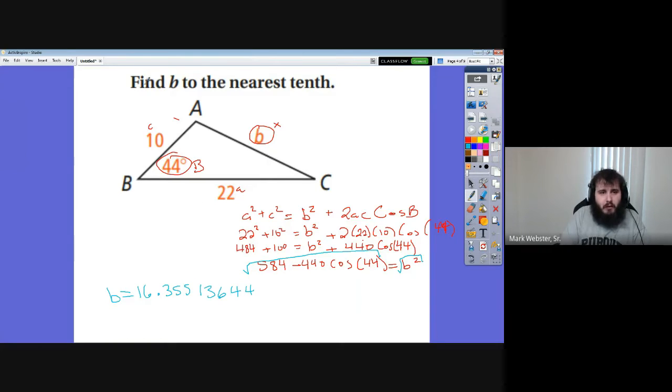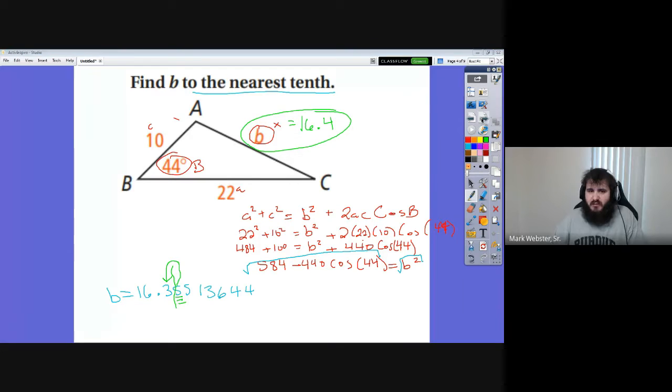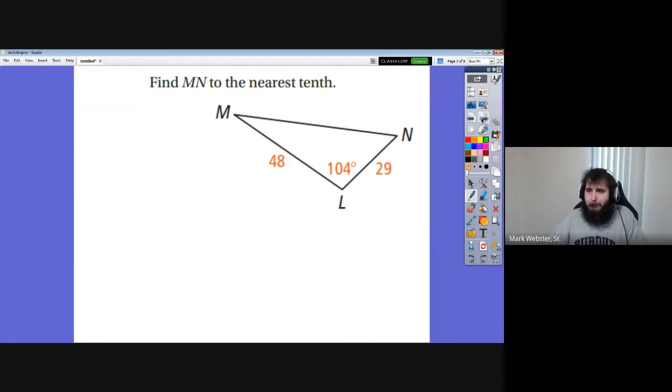Now we look up at our task here. It says find b to the nearest tenth. And since we're doing it to the nearest tenth, we're going to draw a line after the tenth place, chop it off, and see what's going on here. That's a 5 in the hundredths place. So that means we round this up to what? 16.4. Final answer. Same idea, same problem. It's just they change the orientation and change the numbers.